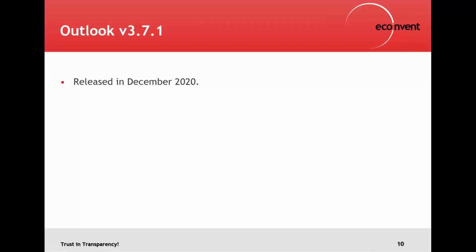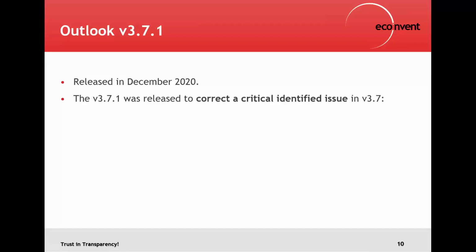3.7.1 was released in December 2020 in order to correct a critical issue identified in 3.7. This issue was identified after the publication of 3.7. As I mentioned before, we have an established and solid review process that goes on before accepting data for publication. Unfortunately, in this case, the issue slipped through the control process. It went undetected and was identified only after the release of 3.7.